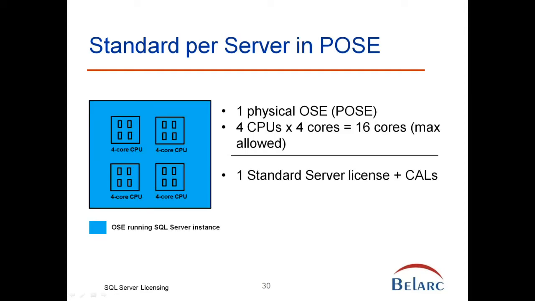So here's an example where we're doing the standard per server in a physical operating system environment. We have an example here that has 4 CPUs on the server, and each CPU has 4 cores, so there's 16 cores in total. Since it's a per server license and you need 1 license per server, that's what you need, just 1 server license. The CPUs and cores don't matter, except that you need to stay under that 16 core limit, which this example does.